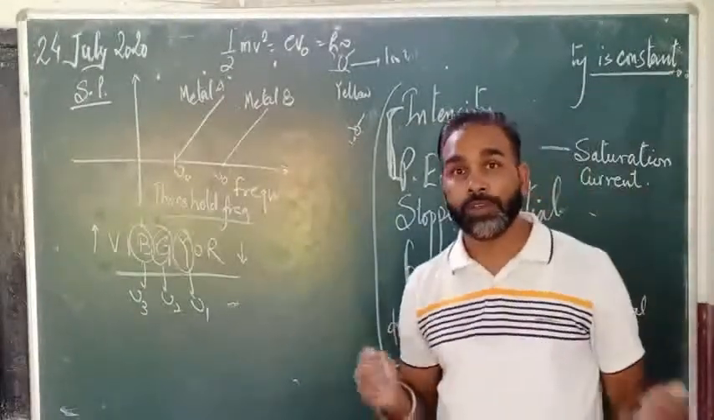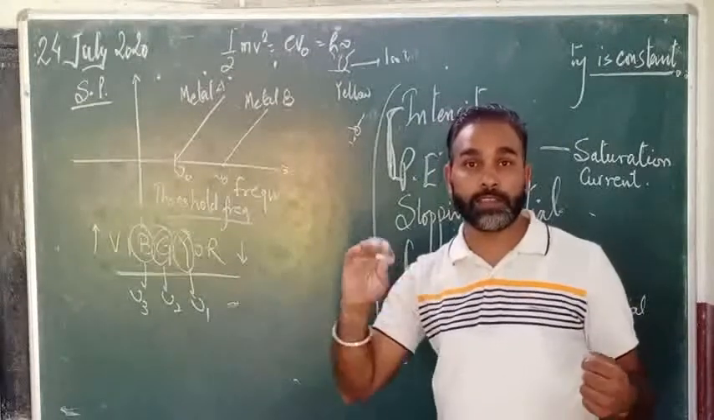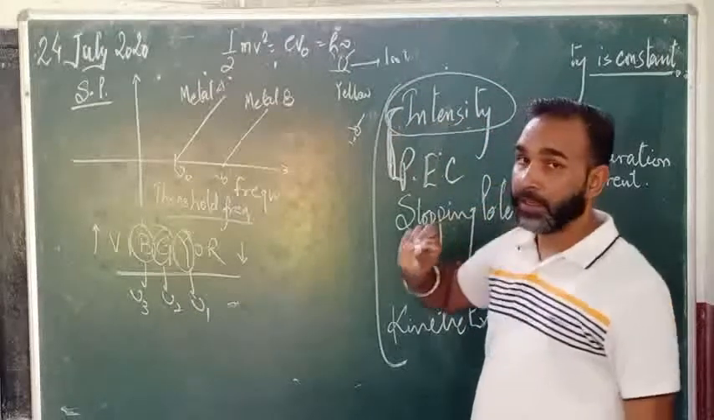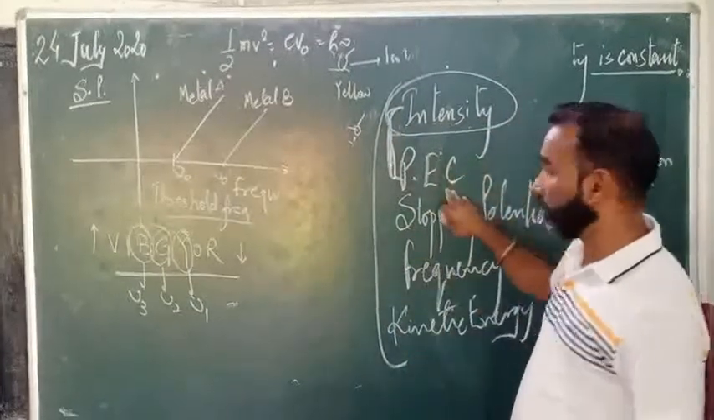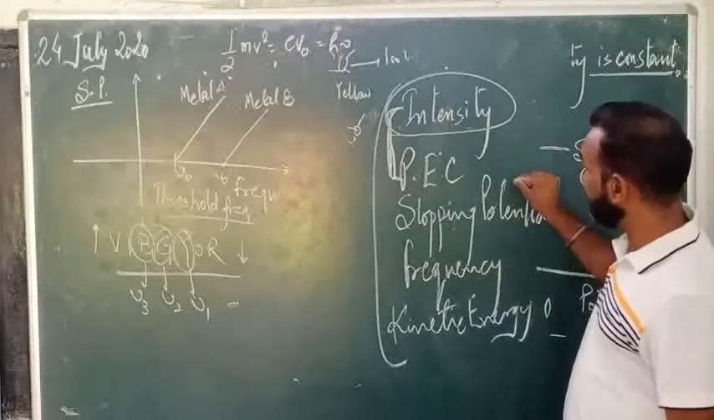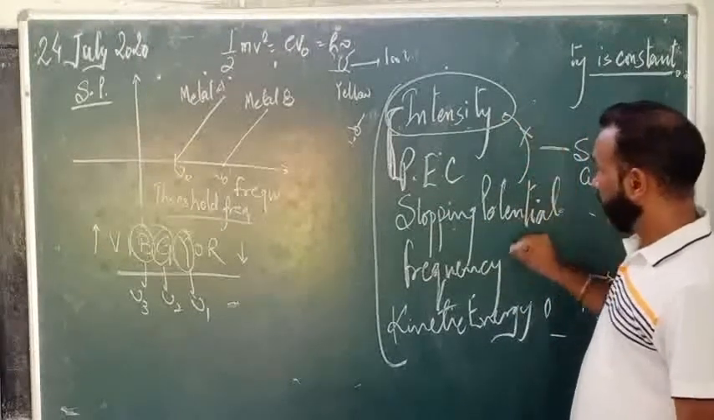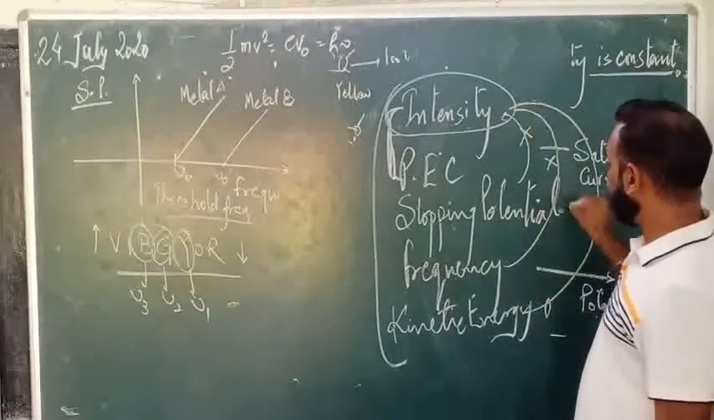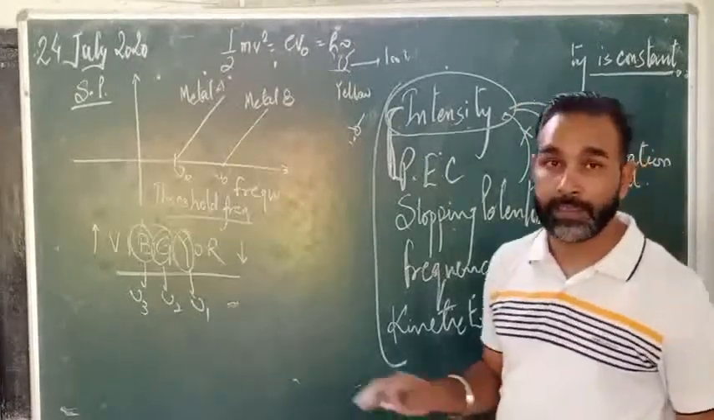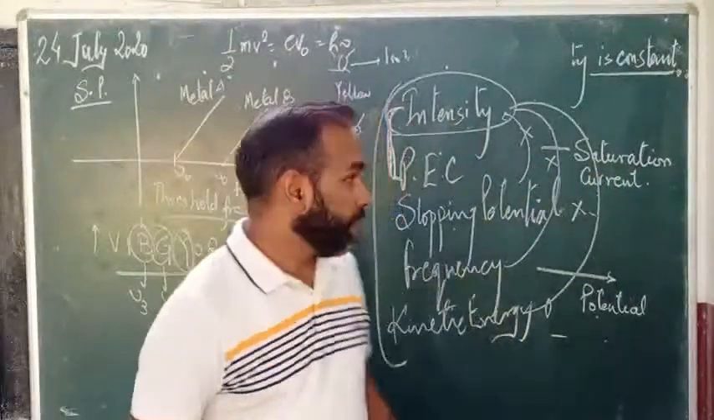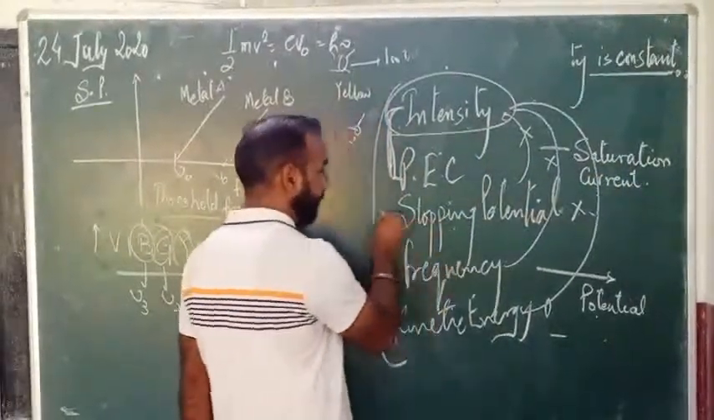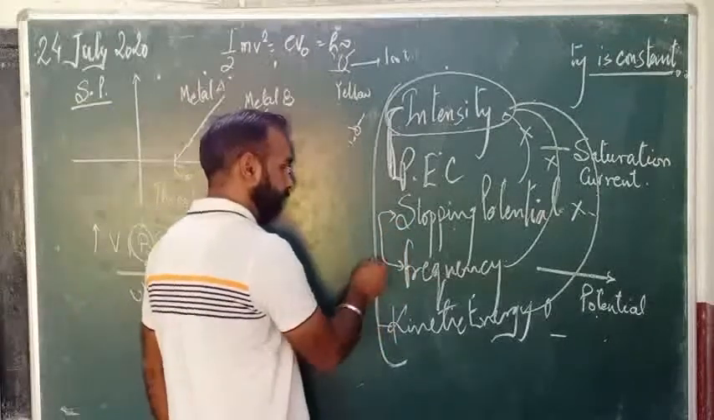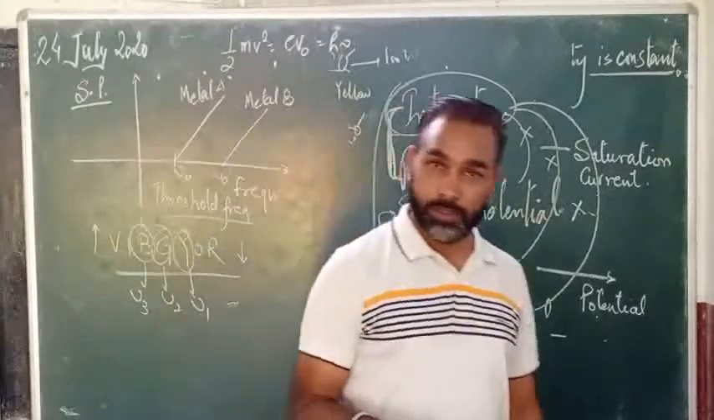Okay, they are directly proportional, they increase and decrease linearly. But photoelectric current alone depends on intensity. Stopping potential does not depend upon intensity, no. Frequency does not depend upon intensity, no. Kinetic energy does not depend upon intensity. After that, frequency and stopping potential are linearly variable, and so is the kinetic energy.